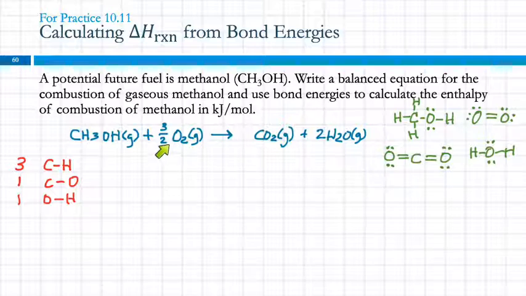In the oxygen, here's O2, I'm looking at an oxygen-oxygen double bond, right? So 1 mole would have 1 mole of bonds, but I have 3 halves of a mole, right? I'm going to write 1.5, that works too.